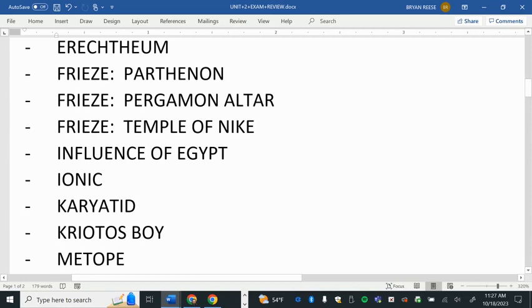Know what a metope is. I was just talking about them. Those are those square relief sculptures that are around the entablature of the temple, and they are separated by the triglyphs, those three vertical lines in between each metope.